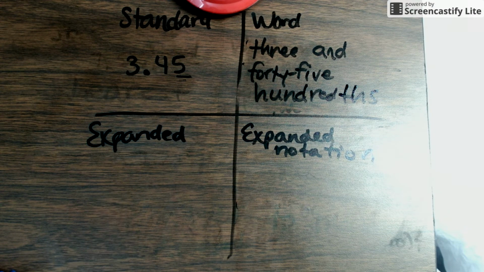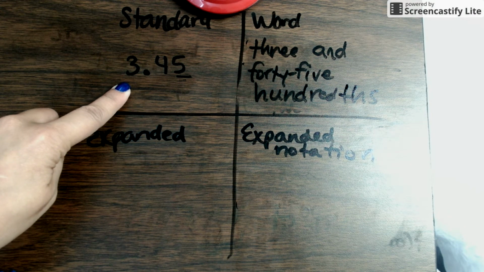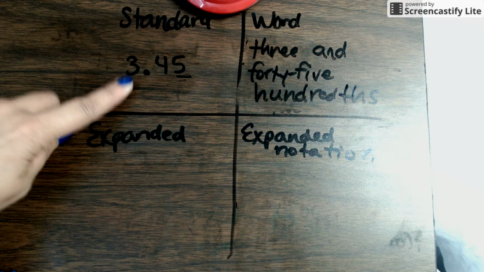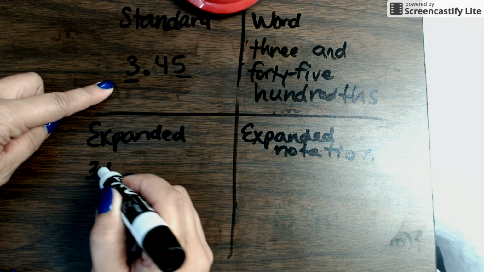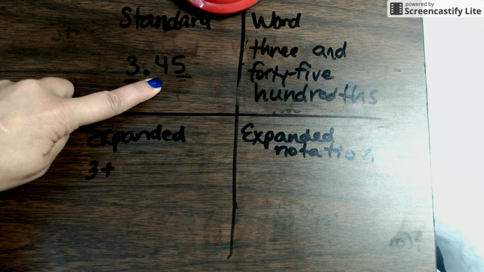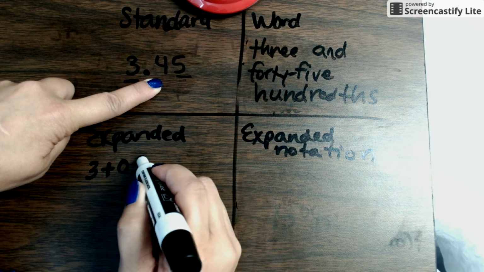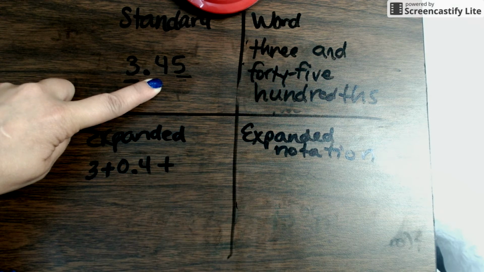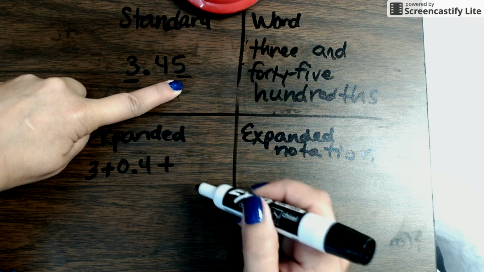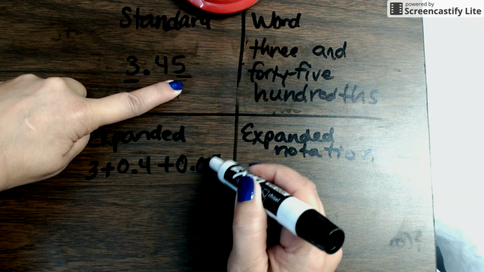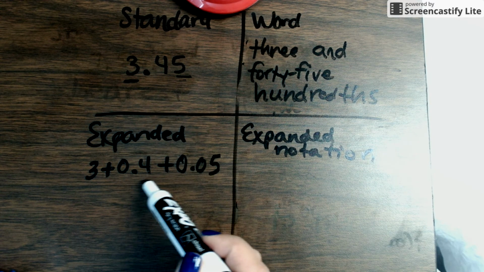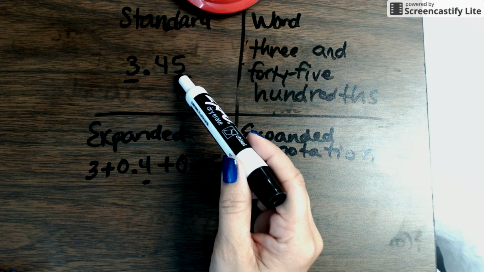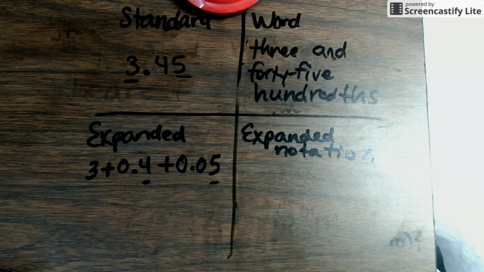Okay, in expanded form, it's just like what we did with our whole numbers. We take the value of each digit based on the position that it's in and add it up together. So that 3, this is the ones place, so it's just worth 3. Plus, the 4 is in the tenths place, so it's worth 4 tenths. Plus the 5, which is in the hundredths place, so that's worth 5 hundredths. Okay, notice this is worth 4 tenths, so the 4 is in the tenths place. The 5 is worth 5 hundredths, so we put the 5 in the hundredths place.